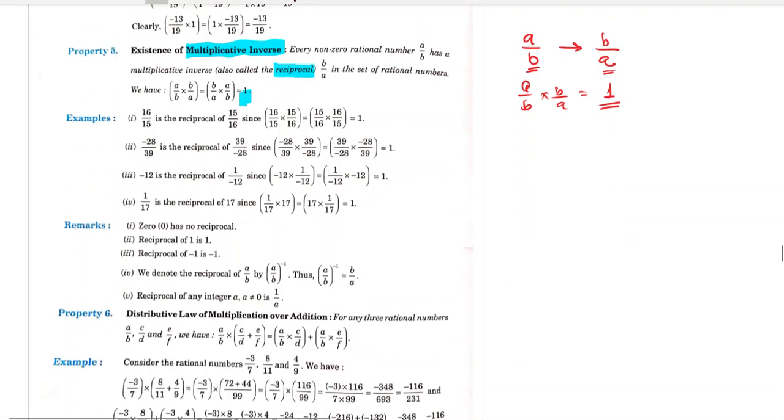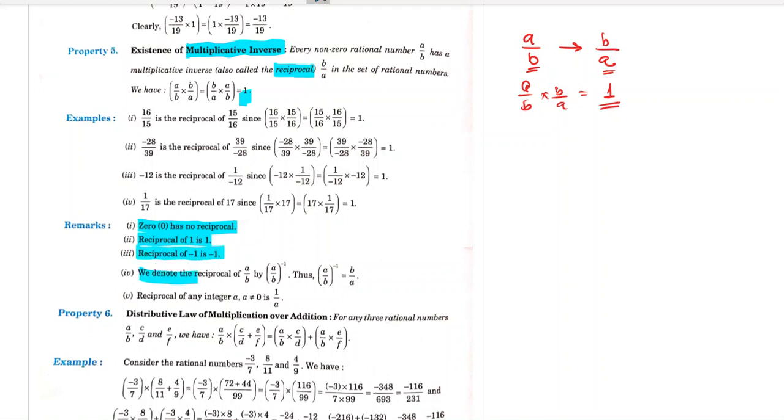Remember a few things which are given over here. 0 has no reciprocal. So 1 upon 0 does not exist. Okay. Reciprocal of 1 is 1. 1 upon 1 is 1. Reciprocal of minus 1 is minus 1.